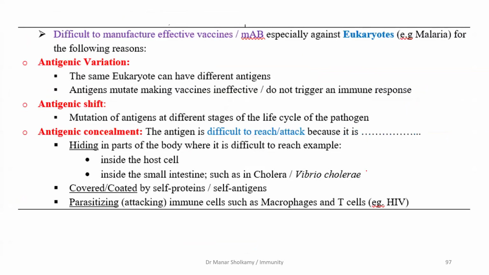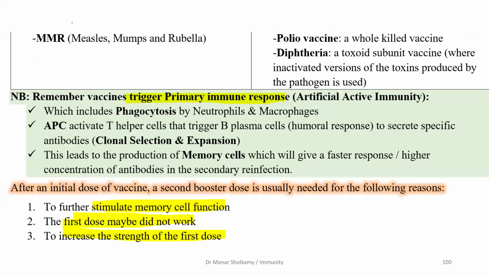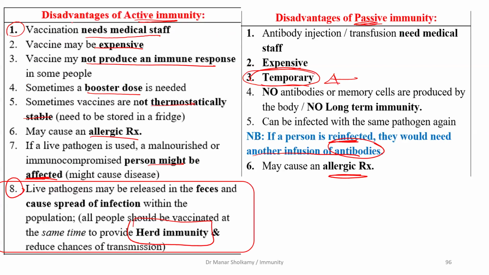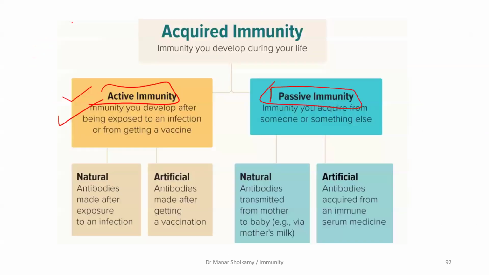Why can't we make a vaccine against HIV? Yes, mutation, antigenic variation, antigenic shift, antigenic concealment. I think you know this very well. It doesn't finish. Antigenic shift means it will mutate even during its life cycle. It's even smarter. Yes, it can vary more than once during its life cycle.